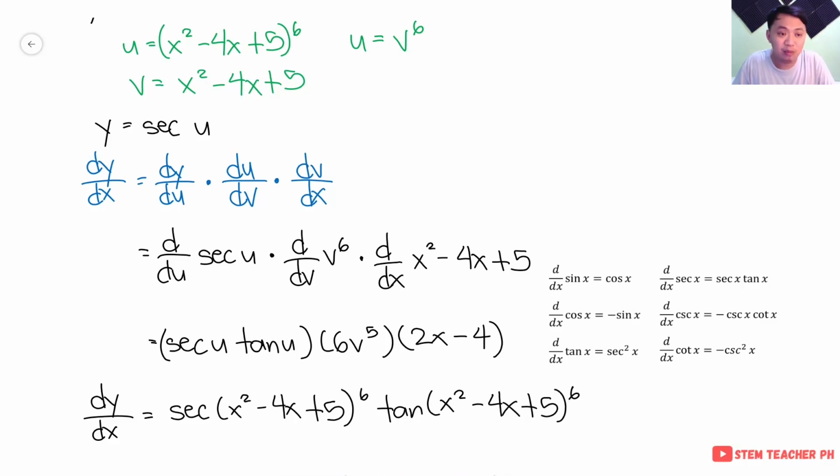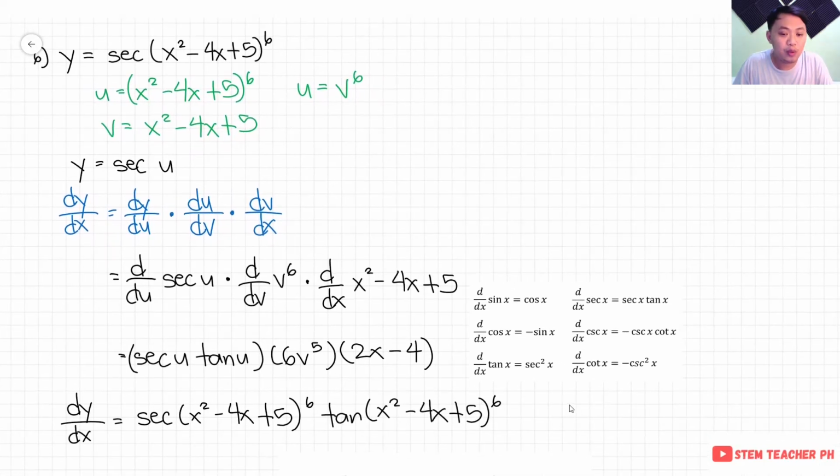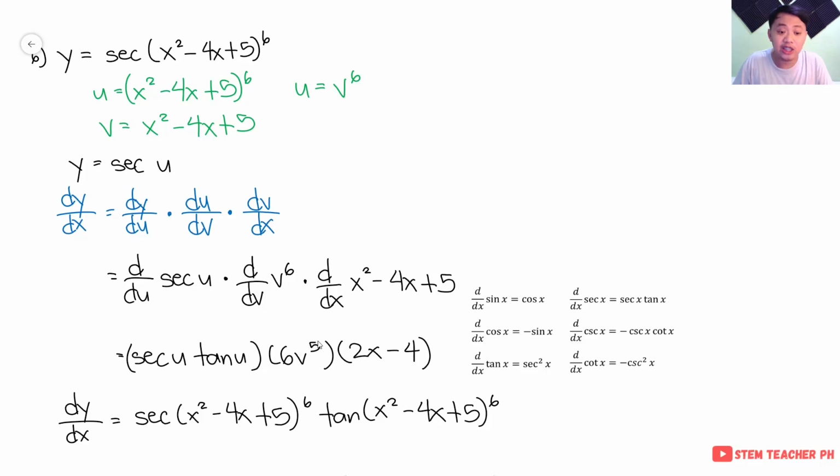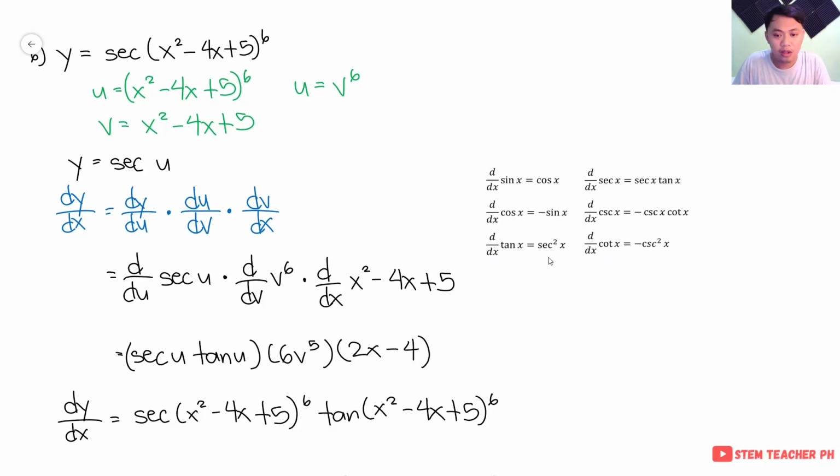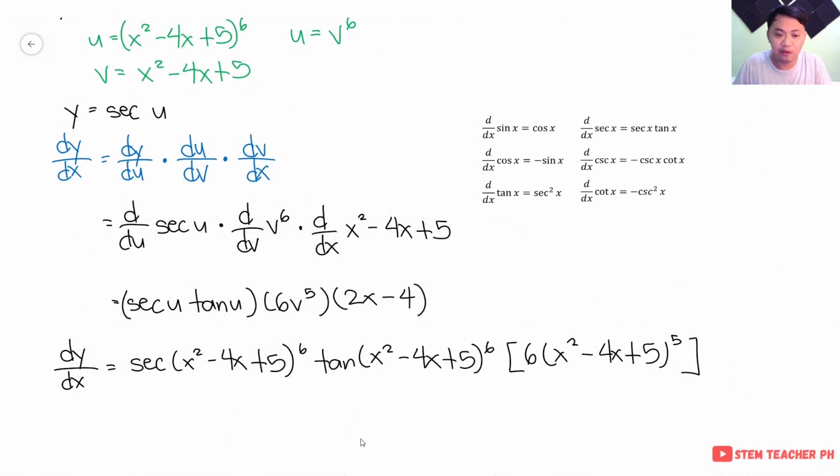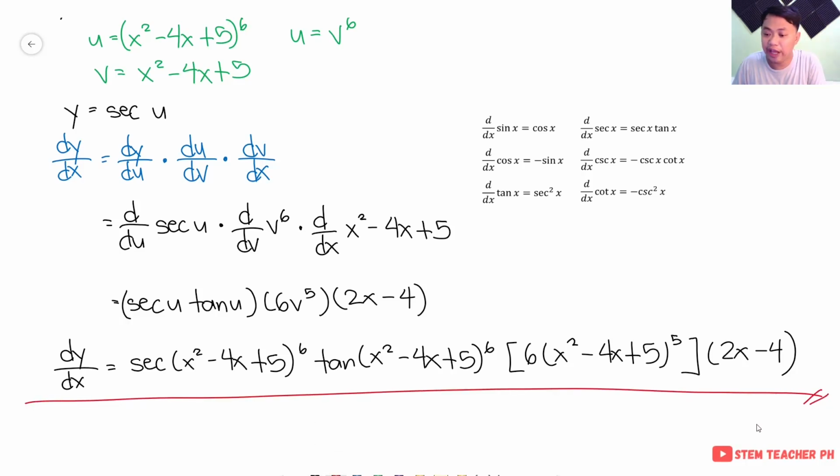Tapos angat pa tayo ng konti, zoom out natin para mas magkaroon tayo ng space. So we have here, meron pa tayong 6v raised to 5. Ang v naman natin is x squared minus 4x plus 5. So as we move this up, we multiply this to, we have 6. Tapos ang v is x squared minus 4x plus 5. So we have x squared minus 4x plus 5. And then this is raised to 5. Tapos nakamultiply tayo, according to the formula, we have 2x minus 4. So we multiply it to 2x minus 4. And then finally, this is the derivative of our given equation.